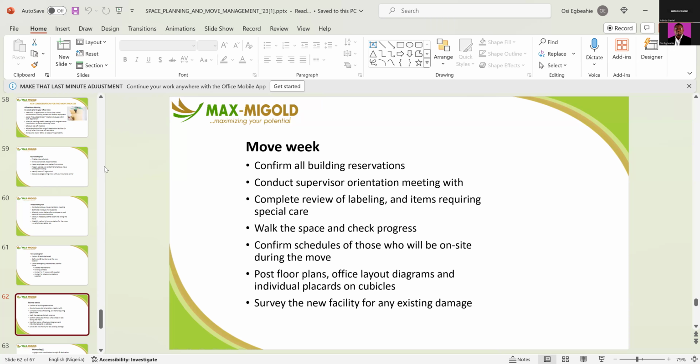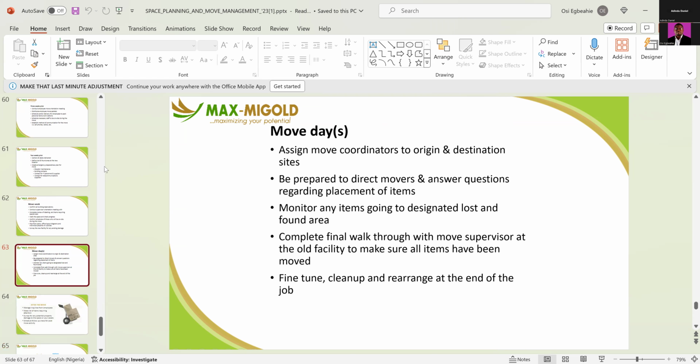The week to the move, confirm all building reservations, conduct the supervisor orientation meetings, complete review of labeling and items requiring special care, walk the space and confirm the schedule of those who will be on site during the move, post floor plan, office layout diagram, and individual plaques on cubicles. Survey the new office for any form of damage to be sure that the place is okay.